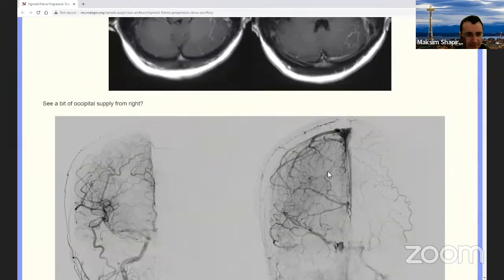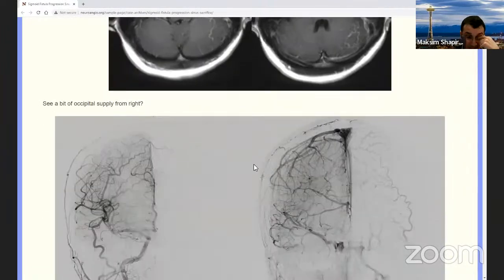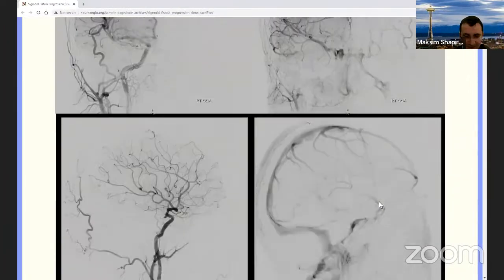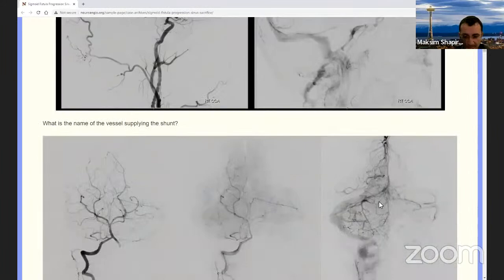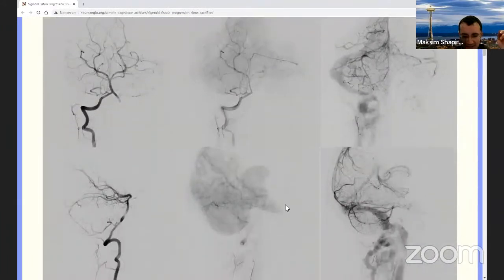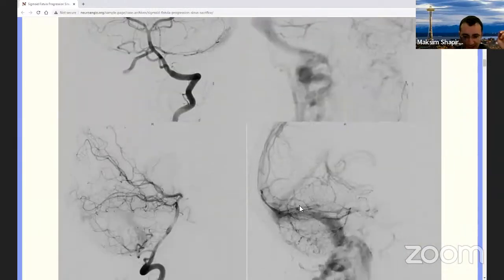Here's again a sigmoid fistula. This is the MRI. There's some cerebellar congestion, it looks like. Here's the right side, a little bit of supply from some occipital anastomosis. Here's some of this stuff again, but you see that there is congestion in the cerebellum, particularly on the left.